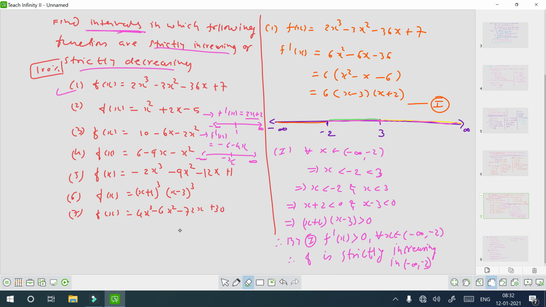Now the fifth one is the same as the first one, we already solved. Clear? Now the seventh one is also on the same line. So I would like to leave the fifth one for you, the seventh one for you. Let us see example number 6.